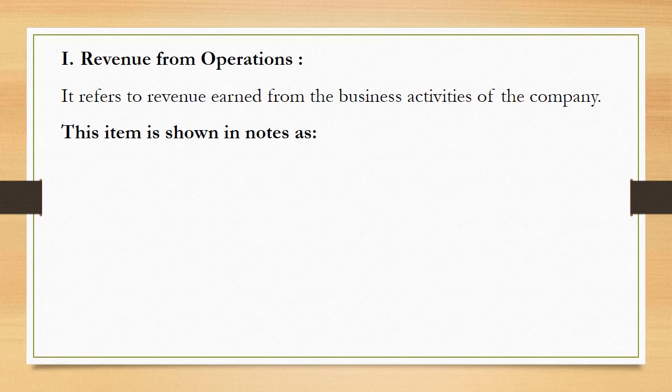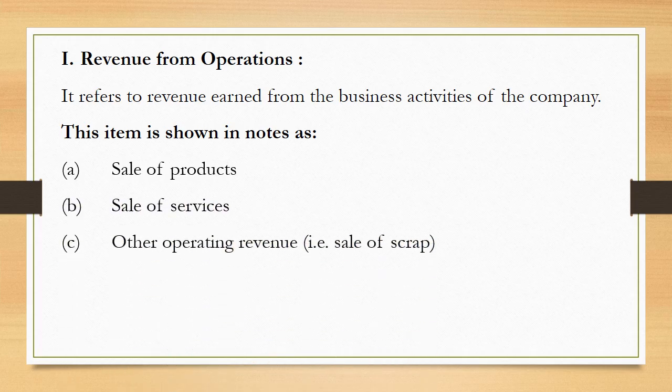The first one, revenue from operations. Revenue from operations refers to revenue earned from the business activities of the company, the normal routine activities of the company. This item is shown in notes as sale of products, sale of services, and other operating revenue, that is sale of scrap. So whenever you want to know which items are included under this head, revenue from operations, you have these 3: sale of products, sale of services, and sale of scrap.